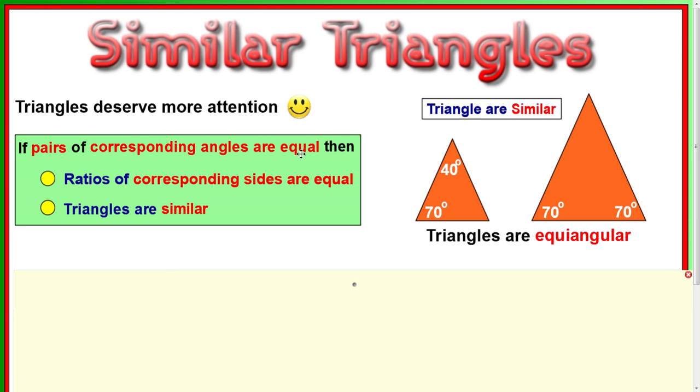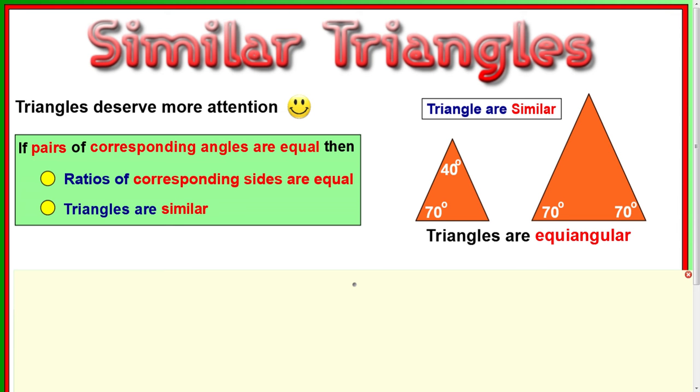In this lesson we're going to look at similar triangles. So when looking at similar triangles, it says here if pairs of corresponding angles are equal, that means the ratio of the corresponding sides are equal, therefore the triangles are similar. So let's look at these triangles here to see what we're talking about.